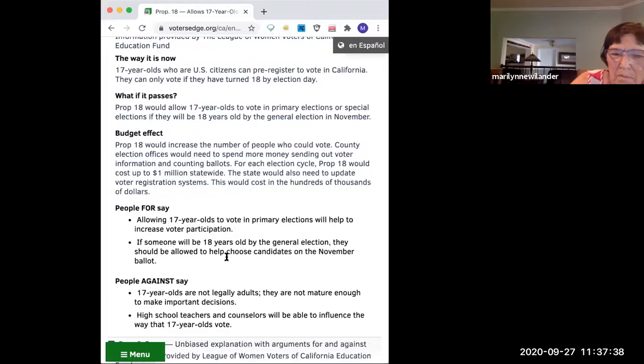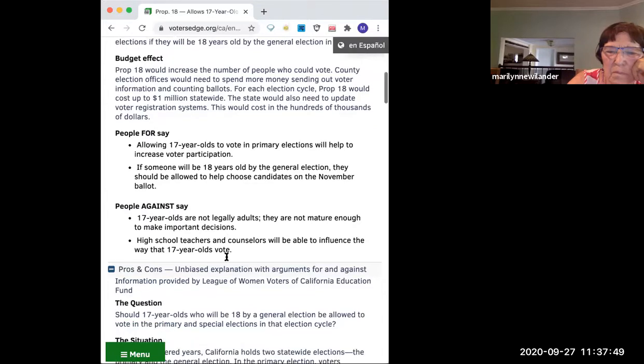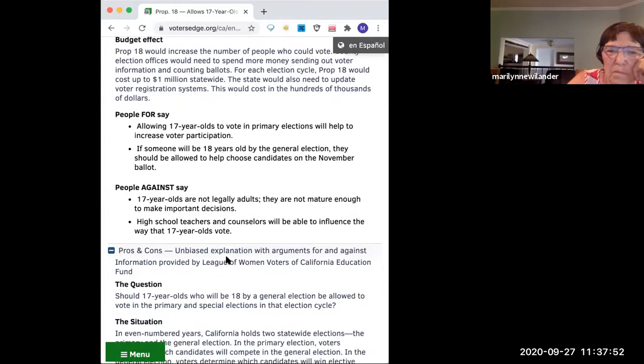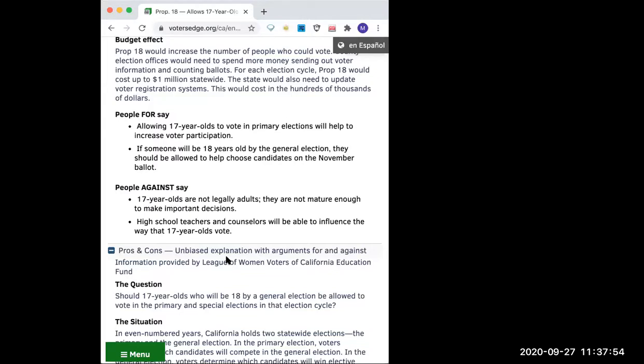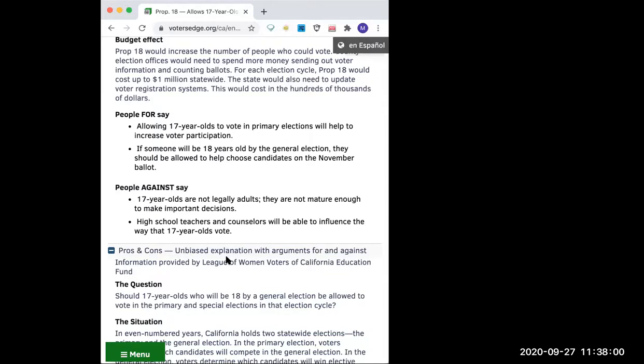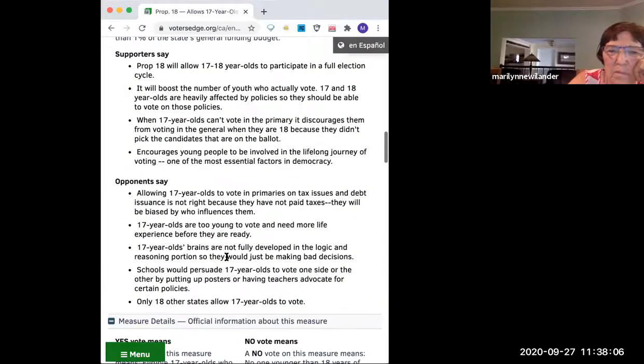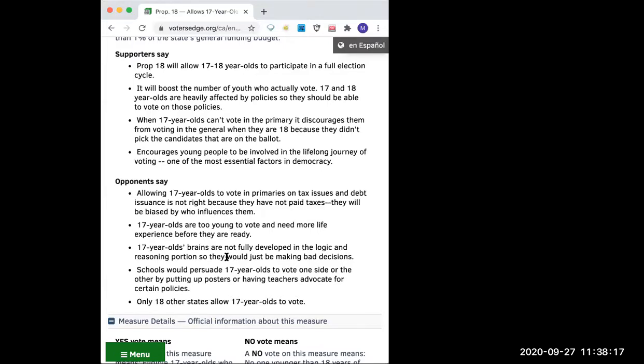Fiscal effect, it would cost several $100,000 to the state of California every 2-year cycle to pay for extra voting materials and the time that election officers need to be working. Supporters say that Prop 18 will allow 18-year-olds to participate in a full election cycle. This will boost the number of youth who actually vote. 17 and 18-year-olds are heavily affected by policies, so they should be able to vote on those policies. When 17-year-olds can't vote in the primary, it can discourage them from voting in the general election because they didn't get to pick the candidates.